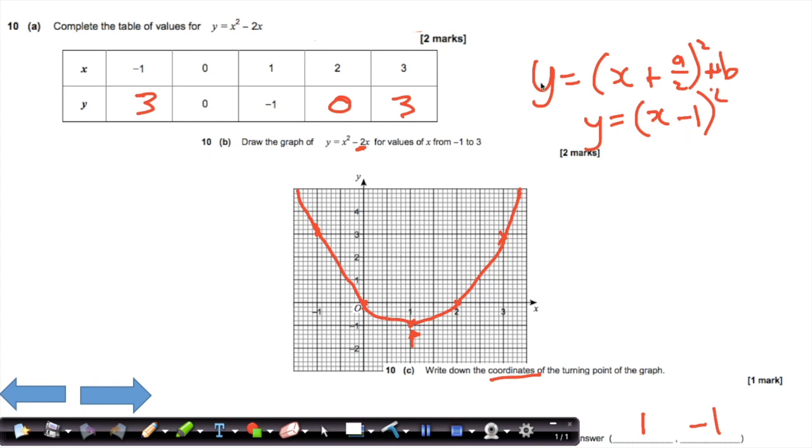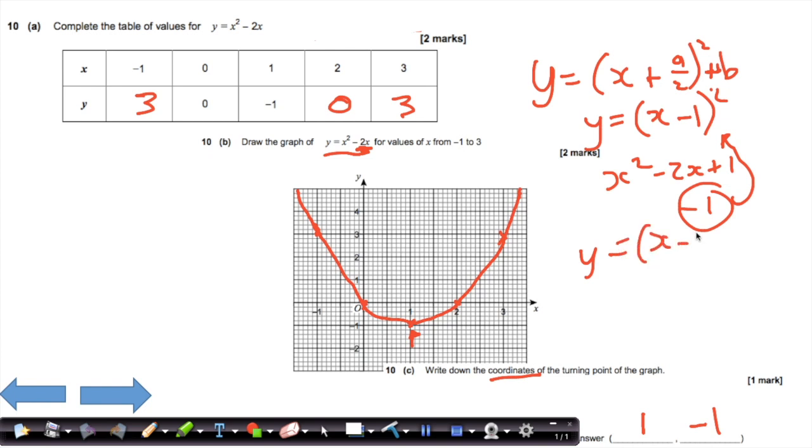And then how would we make this into x squared minus 2x? Well, if we squared this, it would be x squared minus 2x plus 1. But we want to make it equal to y equals x squared minus 2x. So we don't want this constant here, so we need to take away 1. So in complete the square form, it would be y equals (x minus 1) all squared minus 1.